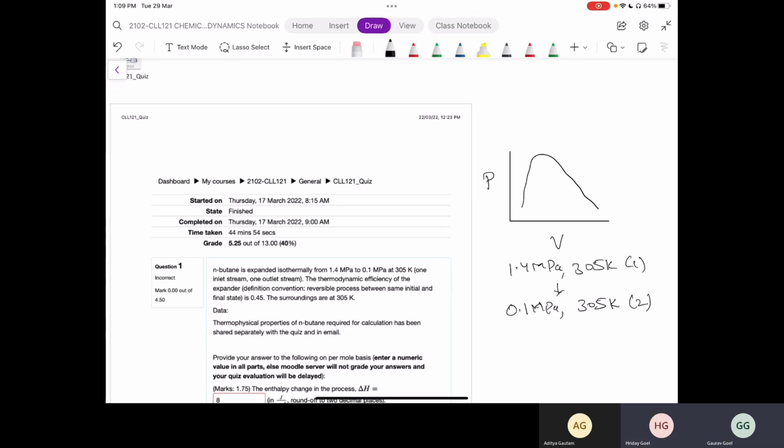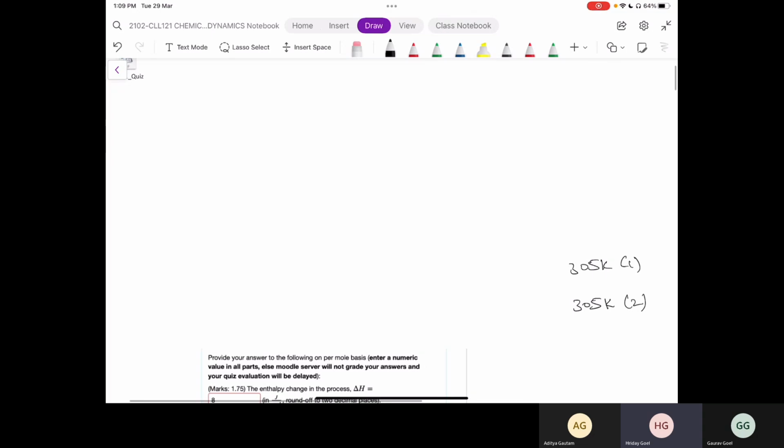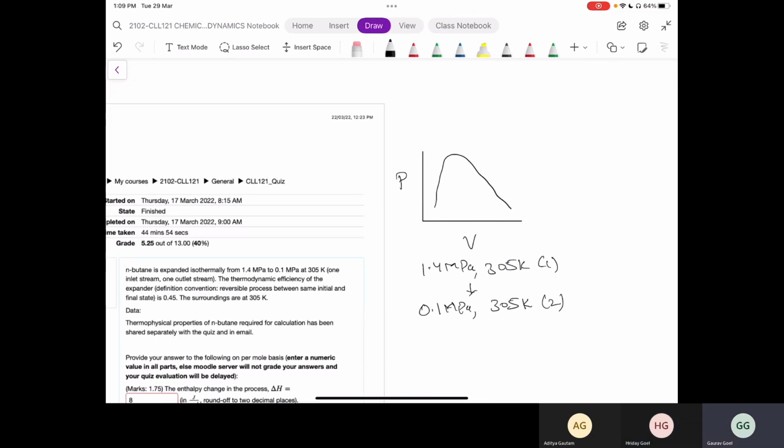Now you need to ask what is the phase of state point one. Sir, it is liquid. Okay, correct, because at 305 Kelvin the saturation pressure is 0.3 megapascal. We are above that pressure, so it will be liquid, a subcooled liquid, right? And it's an isothermal process, so let's draw the isotherm also.